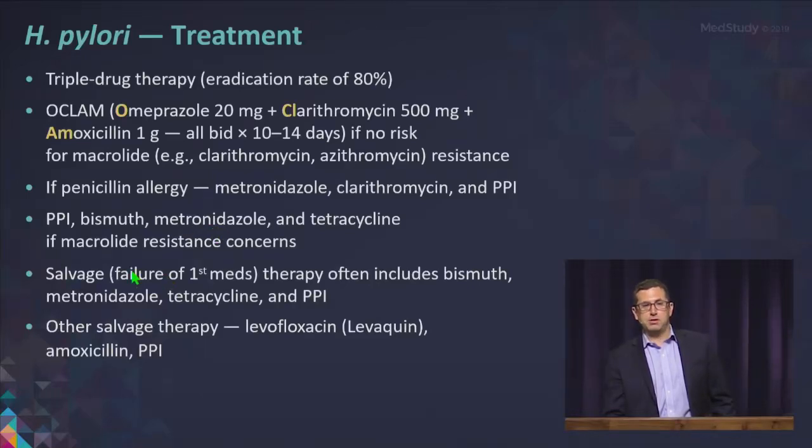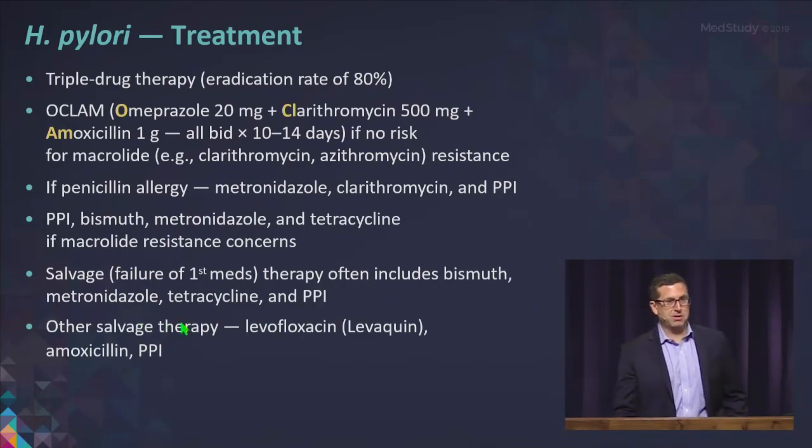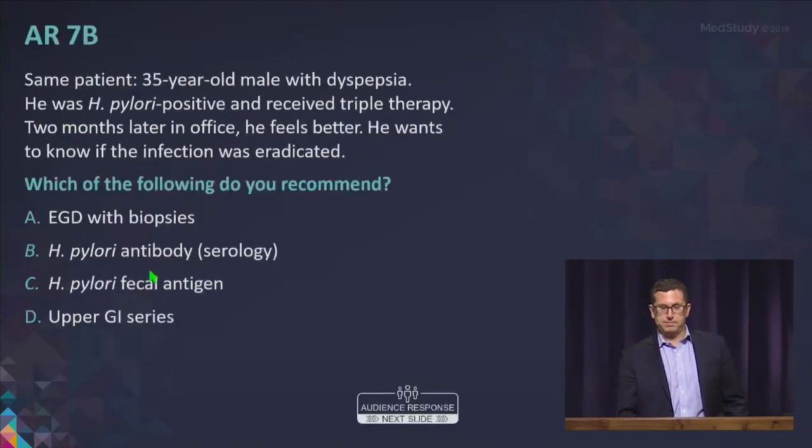And then salvage therapy means if the person failed the first attempt, then you often will treat them with bismuth, metronidazole, tetracycline, and PPI. There are some other salvage therapies. Sometimes people fail two therapies, unfortunately, and then you may give them something like levofloxacin, amoxicillin, and PPI. These are the most common regimens that you're going to see in clinical practice.